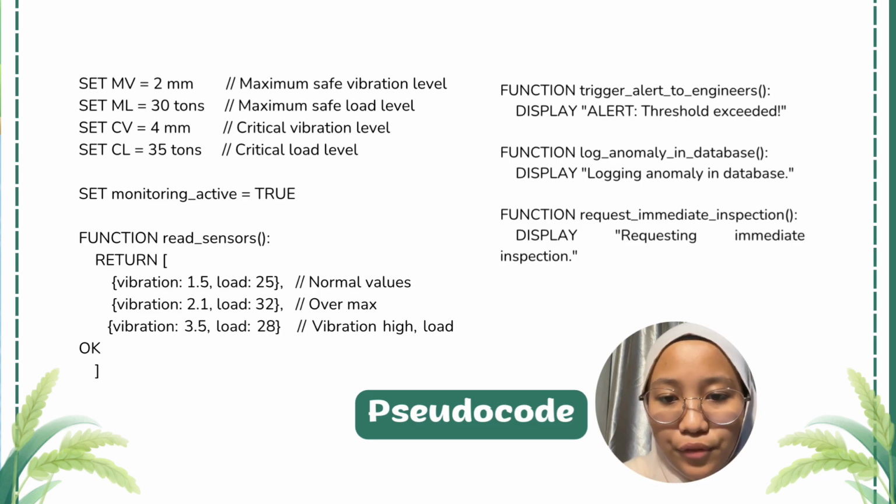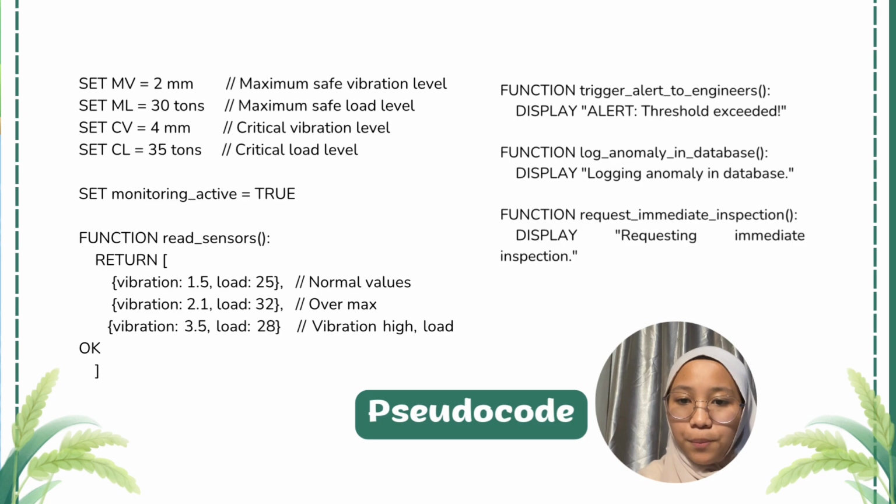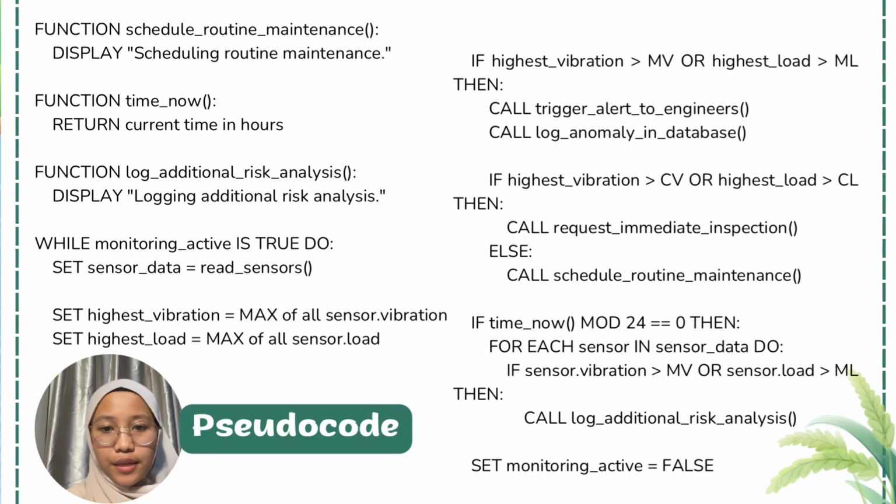And then for the functions, they simulate sensor readings from the bridge. Then each function handles part of the response system, like alerts, database logging, maintenance, or emergency inspection. And then the time function itself returns the current time in hours to help us perform periodic checks every 24 hours.